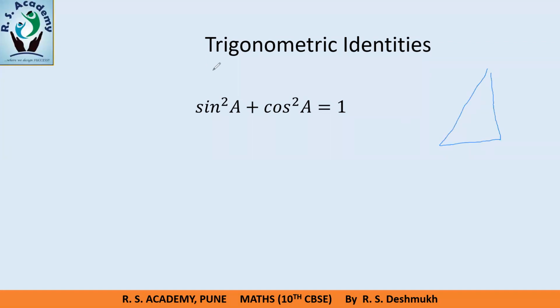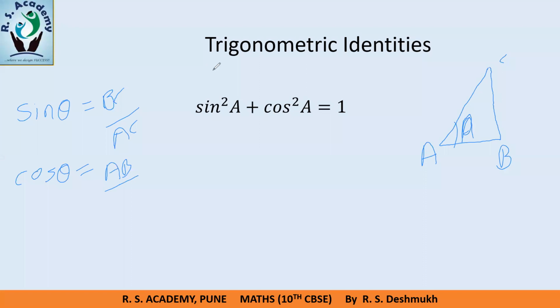Let's say this is a triangle ABC, and this angle is A, or theta, you can say. Now in this case, what is sine theta? Sine theta is equal to opposite upon hypotenuse. That means it is BC upon AC. Whereas cos theta is equal to adjacent upon hypotenuse, that is nothing but AB upon AC.